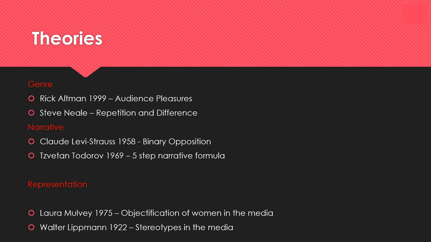So the 6 theories that we've studied in the lesson are 2 genre theories: Rick Altman, audience pleasures; Steve Neale, repetition and difference; narrative theories were Claude Levi-Strauss for binary opposition; Tzvetan Todorov, 1969 5-step narrative; representation was Laura Mulvey, objectification of women; and Walter Lippmann, stereotypes in the media. You need to know all 6 of those theories, what they actually said, and a basic understanding of each one. Then what you can do is link each little category to a particular product. So we've done Halloween for genre, narrative I did Die Hard in lessons, and representation we did Grown Ups.